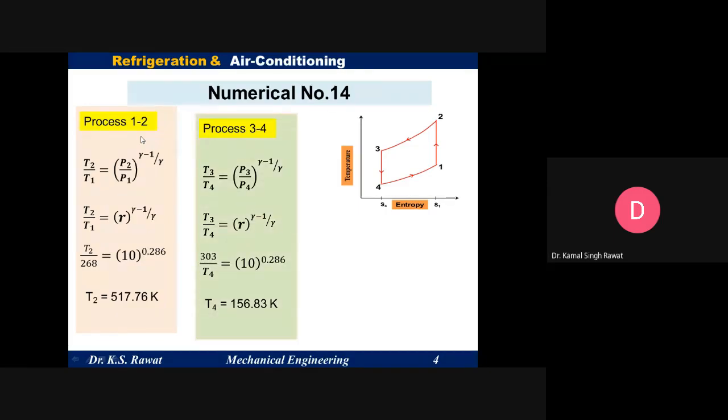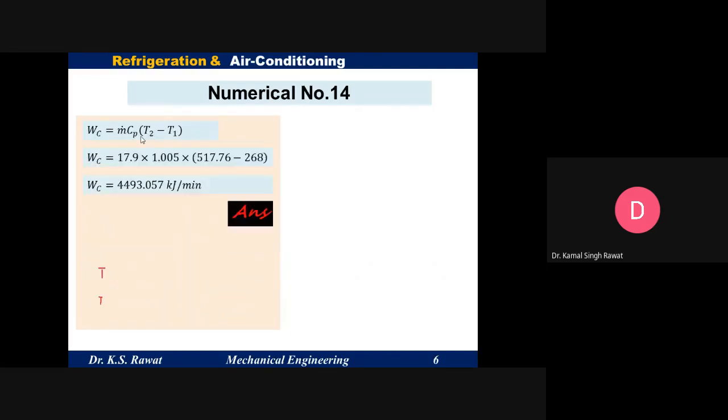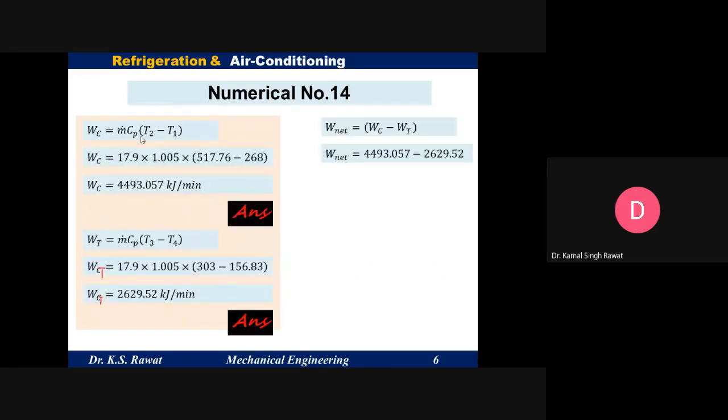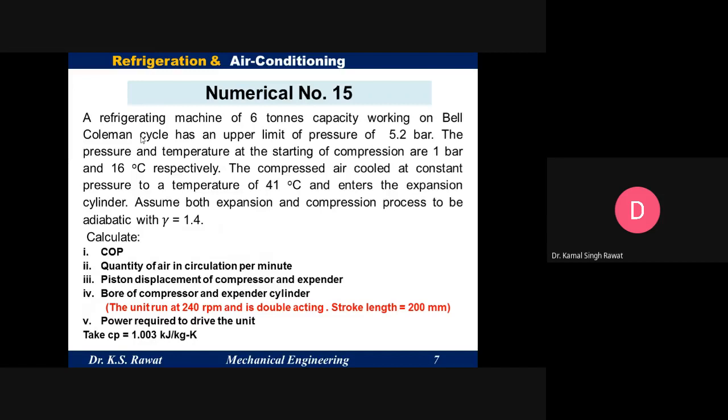You will solve the numerical. Okay, so here we have to calculate the mass flow rate. So first we calculate the mass flow rate, then we have calculated the different work and after that we can calculate the COP also. Okay, so now let's move to the next question which is question number 15 according to our tutorial sheet.